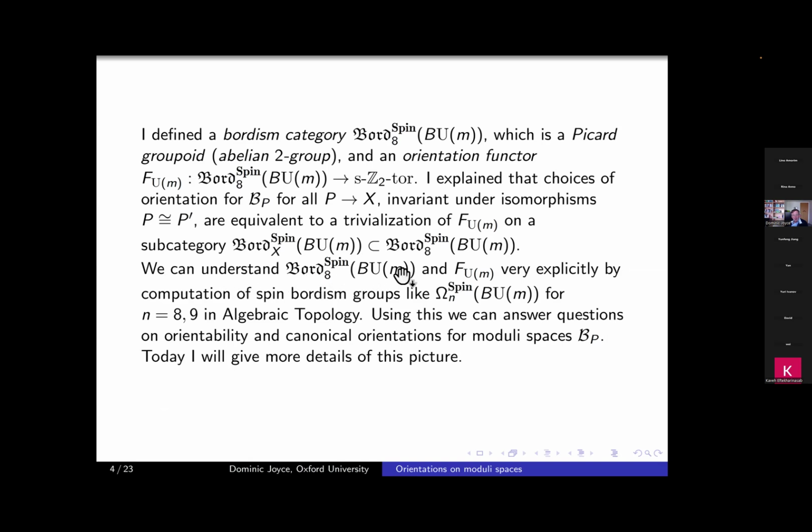Now, this Picard groupoid and this functor are explicitly computable, provided you're able to compute spin bordism groups, like the spin bordism group of the classifying space BU(m) when n equals 8 and 9, using algebraic topology. And by doing such computations, we can answer questions about orientability and canonical orientations for moduli spaces of this kind. Okay, so today I'm going to tell you more about this story.